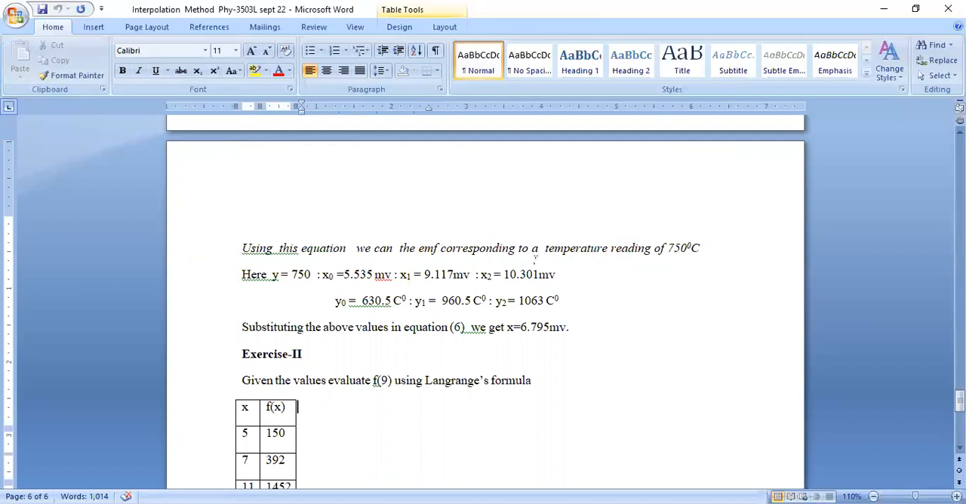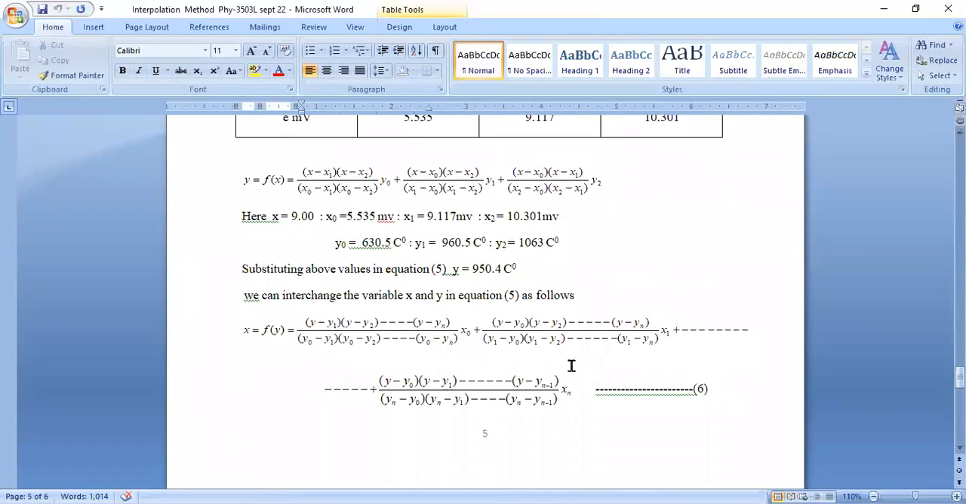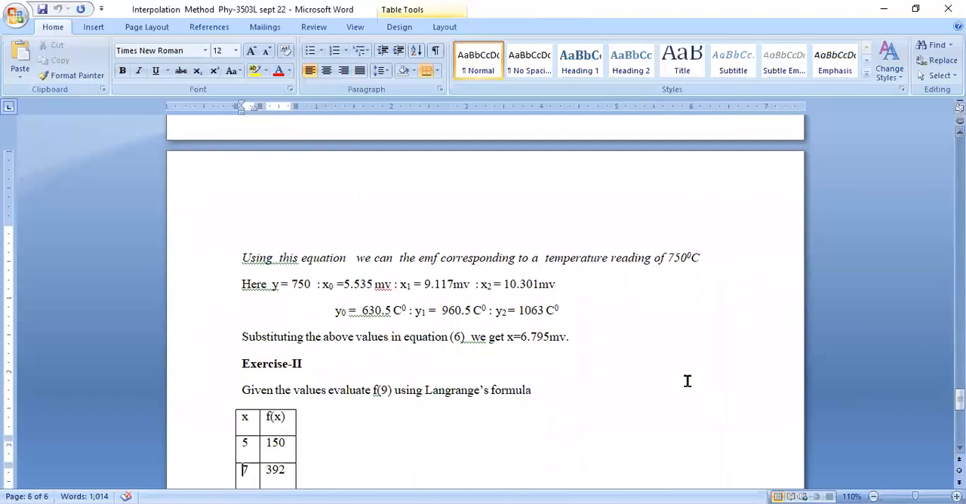Your 750 is now your Y, and X0, X1, X2, Y0, Y1, Y2 are known to you. So you know Y is 750. Now you substitute in this formula, this Y, and you will get X. That is the value which we have calculated. So in this case, we get the thermo EMF as 6.795, and that you can verify.